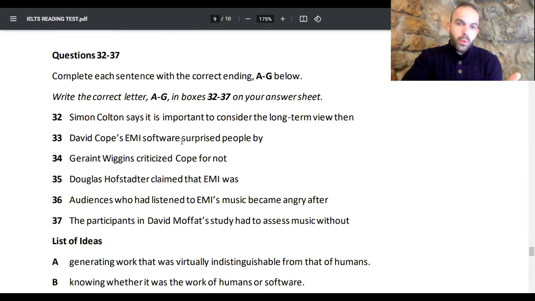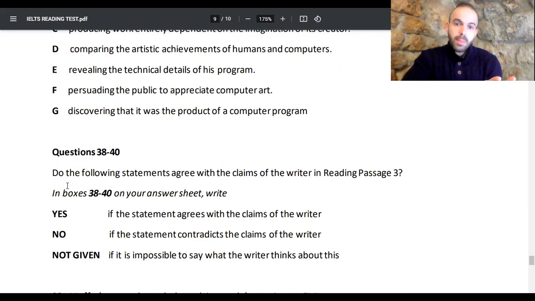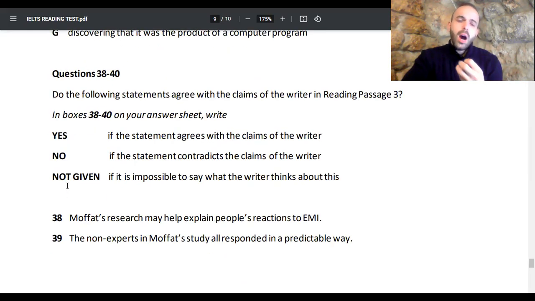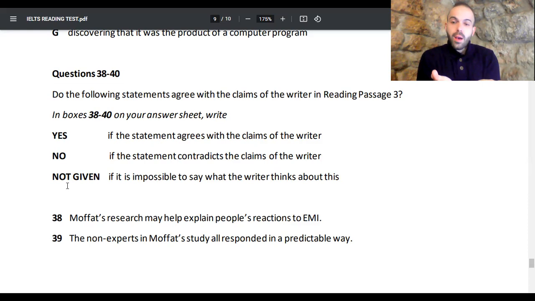Even though, by the way, if you go to this, for example, we have some sentences that need to be continued by the list of ideas here. This type of question takes some time as well, and we have true, false, not given. And usually the true, false, not given in the last passage come tricky. They come as tricky as possible, because they might not come in order. When they come in reading passage 1 or 2, they come in order in the text. But when they appear in reading passage 3, they don't usually come in order, and sometimes they might be in different sections in the text. So that would require more time to be able to spot the right answer.